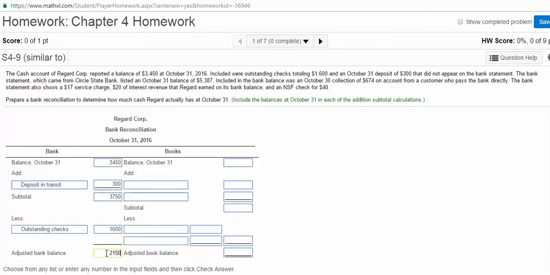We know that on the right-hand side, where there's a little bit more complexity, we should be able to anchor to that number. So let's look and see on October 31st what our accounting books show is sitting on the books. You notice here it says... Oh, I'm sorry, I have this wrong. I'm glad I did this wrong. The cash account of Regard was $34.50. We don't want the cash account here. What we want is the bank statement amount. It says here, Circle State Bank listed an October 31st balance of $53.87.